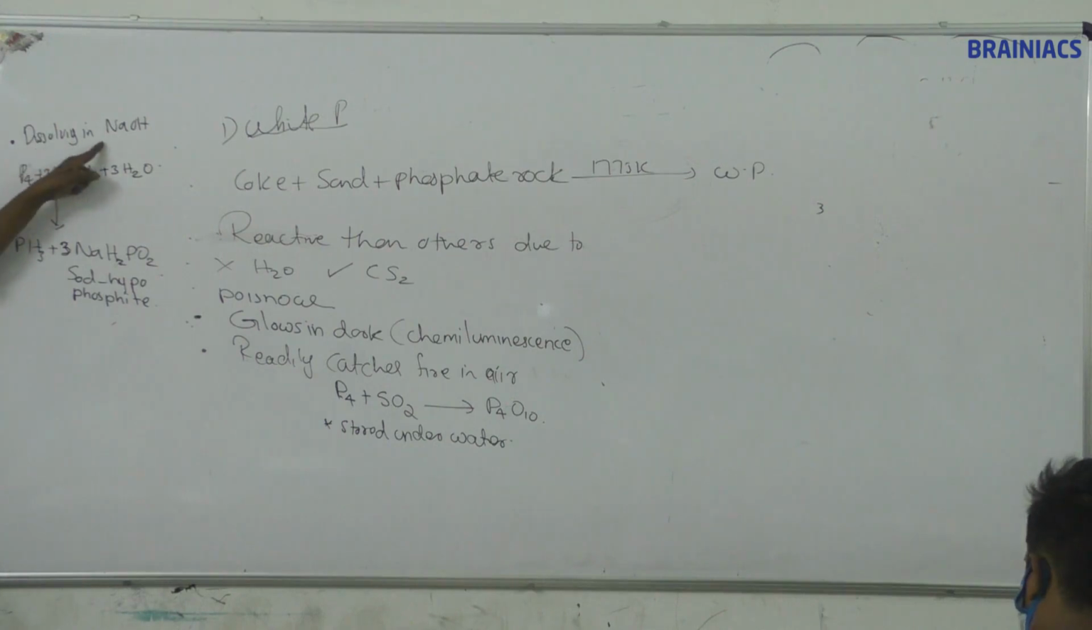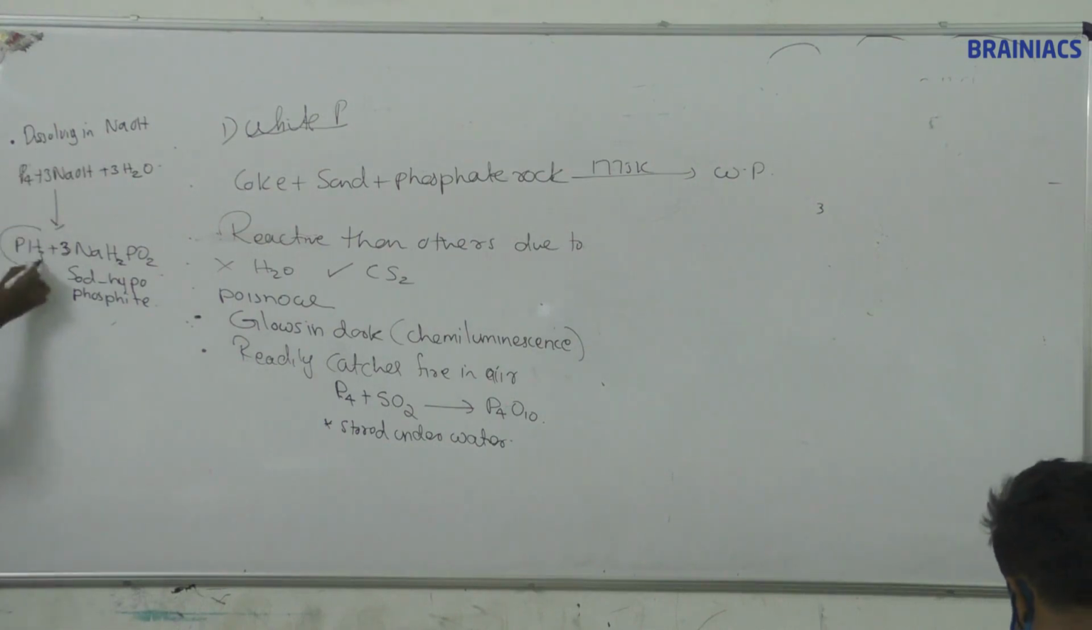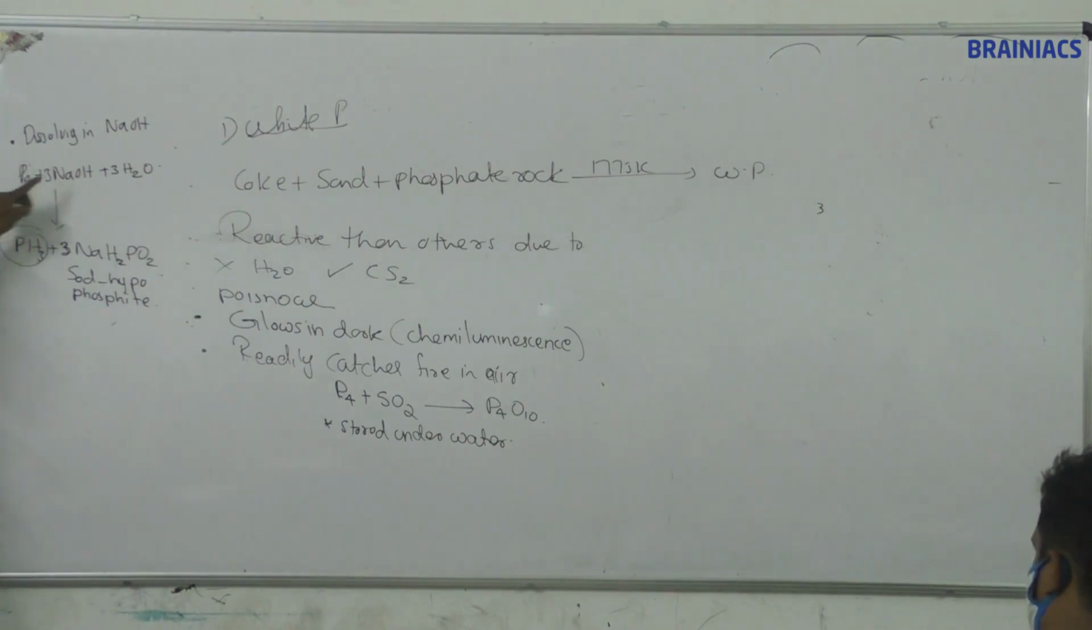So dissolving in NaOH. What is the preparation of phosphine? White phosphorus dissolves in NaOH and gives what? Phosphine. Okay.